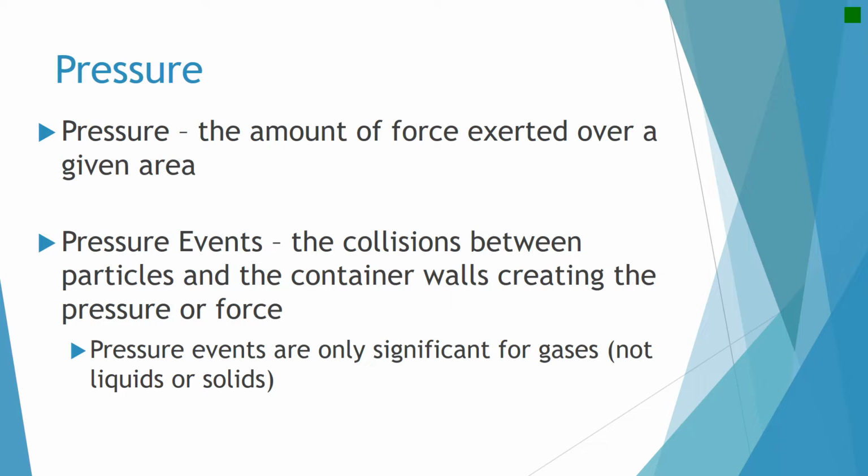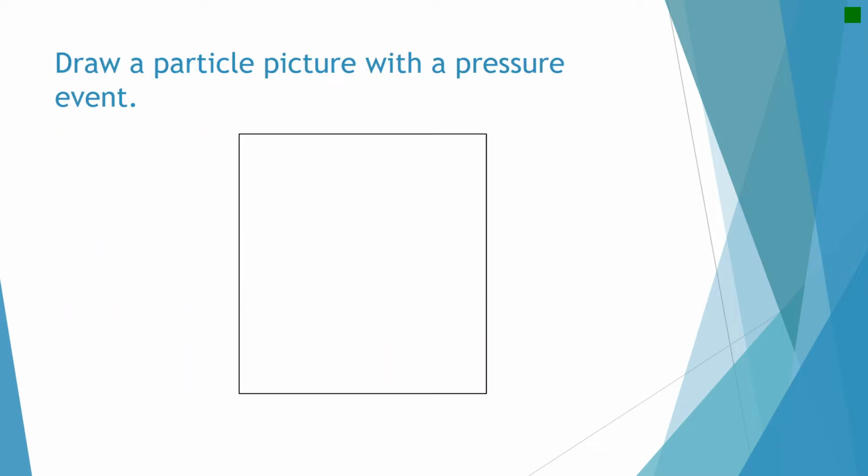Okay? Pressure events are only significant for gases. They are not significant for liquids or solids. So what we're going to do is we're going to draw a particle picture. Okay, so we're talking about a gas. So here's my gas. And what it's going to do is it has a pressure event. Remember, pressure events are caused by a force being exerted on a wall. So what I want you to do is always draw the particle, and then with the whooshy, draw a tail coming off and with it bouncing off.